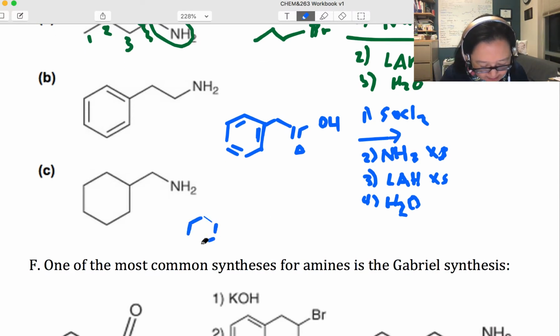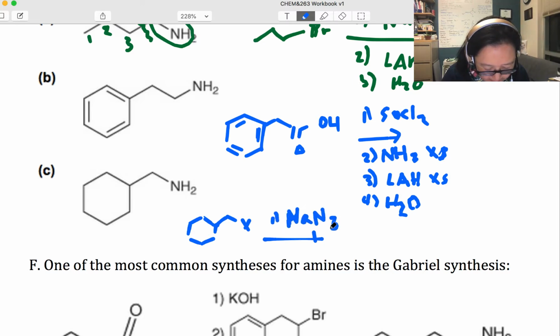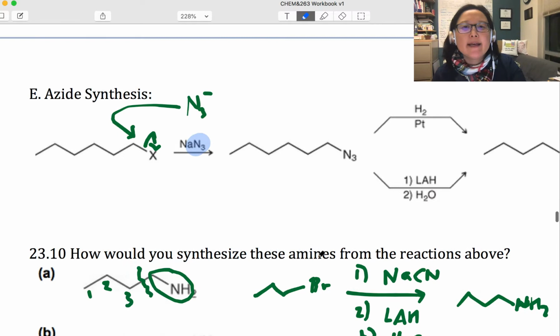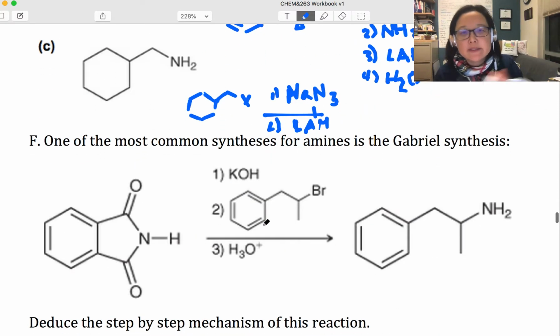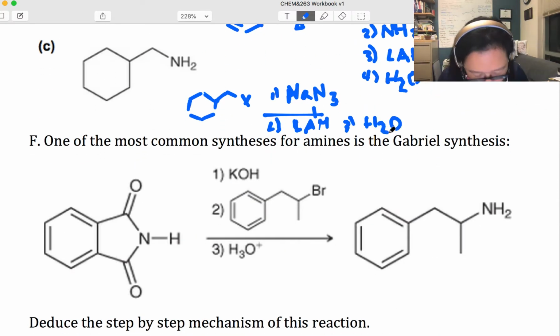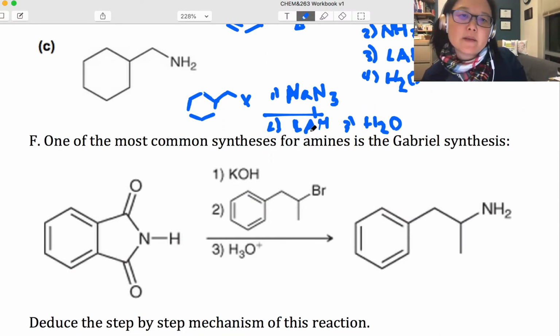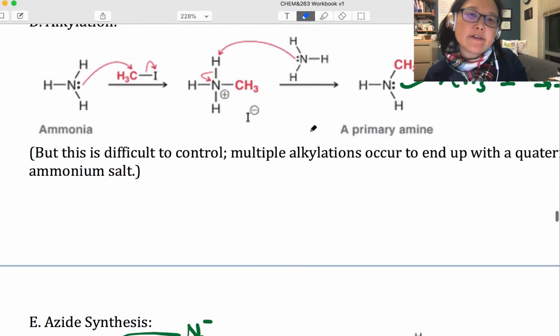For the azide synthesis, I'm going to use my SN2 reaction. So I'll put a halogen here. I'll use sodium azide, NaN3. Step 2 will be to reduce it. So I'll use LAH. Okay, and that's this reaction here. LAH followed by water, or you could do H2 on platinum as well. That's fine. Now let's talk about the problem with this multiple alkylation right here.